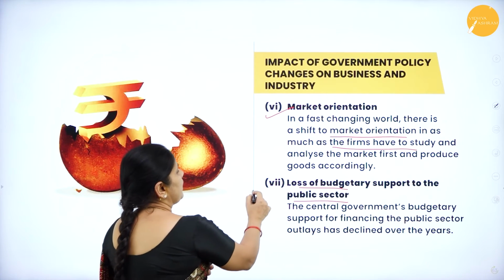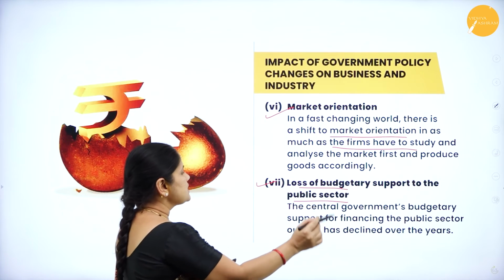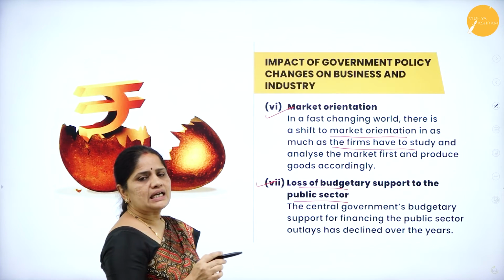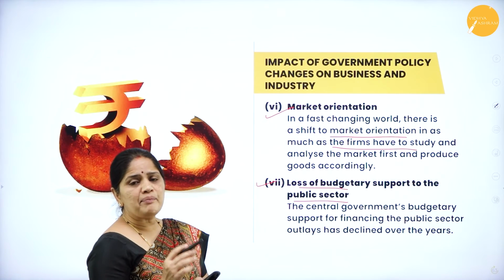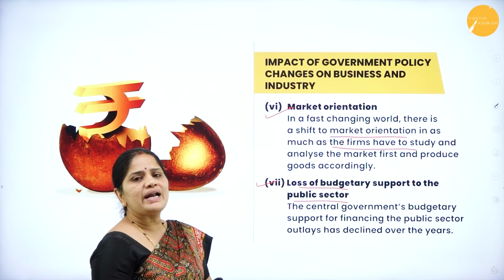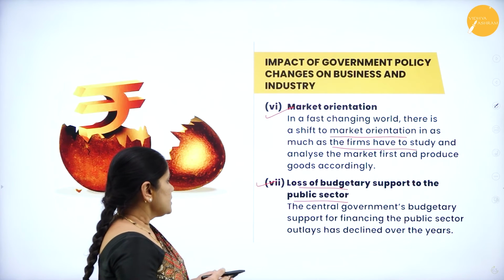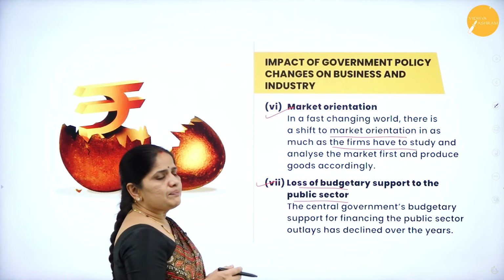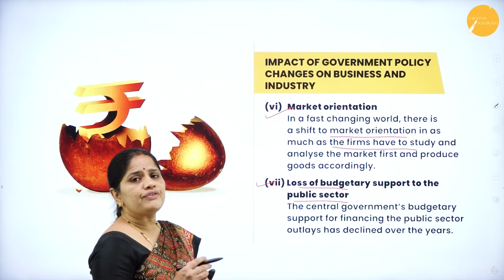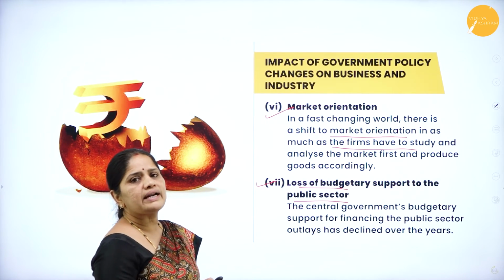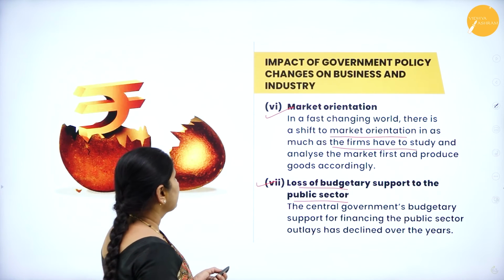Then the last point is the loss of budgetary support to the public sector. In this, we could witness that the government was not supporting the public sector. They were not providing budgetary allocation for the public sector. Because of that, the public sector had to fight for its survival. It had to perform so that it could remain in the market.